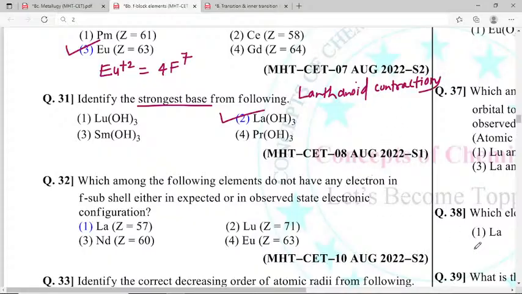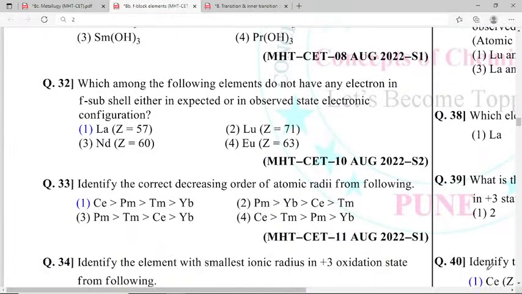Which among the following elements does not have any electron in the f subshell, either in expected or observed state? Lanthanum. Lanthanum is a d block element.